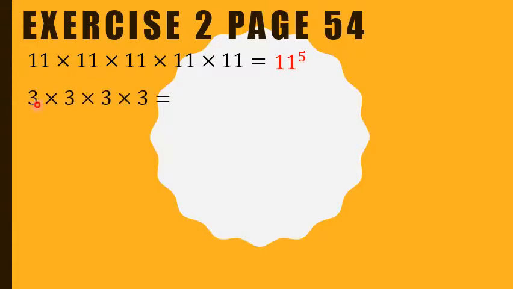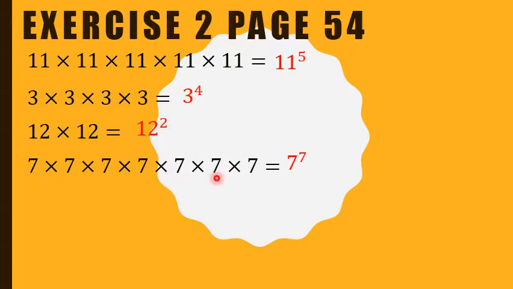Second example, 3 multiplied by itself. So the base is 3. I have to write down 3. How many times is it multiplied by itself? 1, 2, 3, 4. So the power is 4 and it's 3 to the power 4. 3 multiplied by itself 4 times. 12 times 12. It's so easy. You noticed that, right? It's 12 repeated 2 times. So 12 squared or 12 to the power 2.